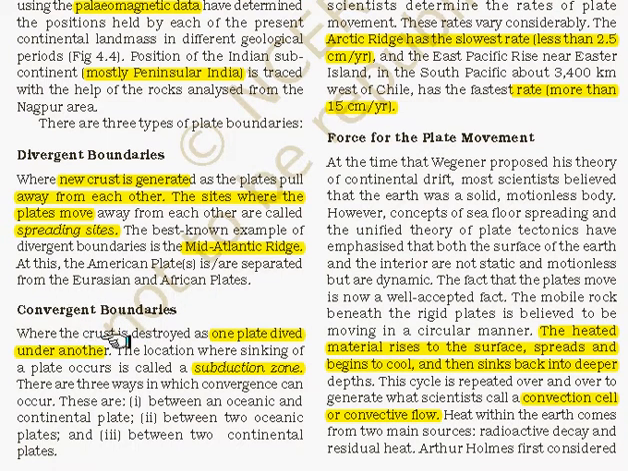Here the crust is destroyed as one plate dives under another, so there is subduction of one of the plates. Usually it is the oceanic plate if there is a collision between an oceanic and a continental plate, but there can be other types of convergent boundaries, for example between two oceanic plates or between two continental plates.